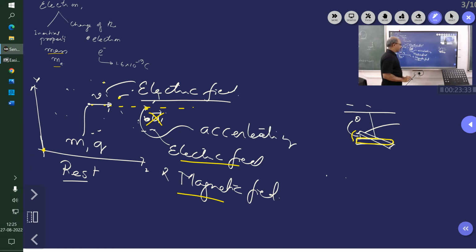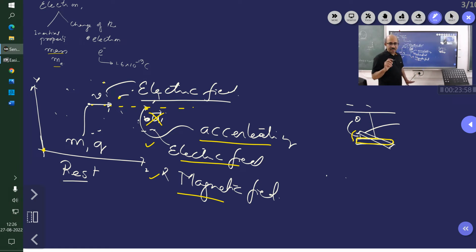Okay, it is accelerating. So then what happens? Well, around the charge there is an electric and magnetic field, no doubt. In addition to that, if it is accelerating, that means its velocity is changing. Its velocity is changing means what? Either the speed is changing or its direction is changing, or both are happening. Then we say it is accelerating.